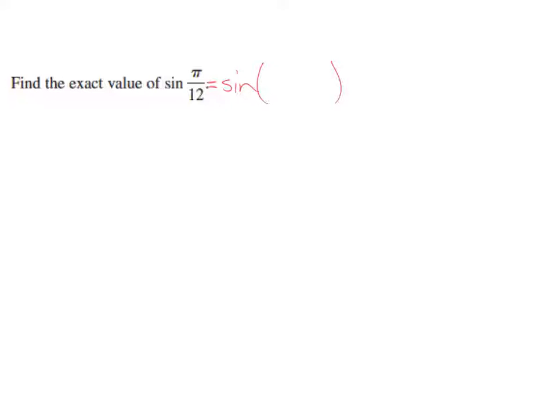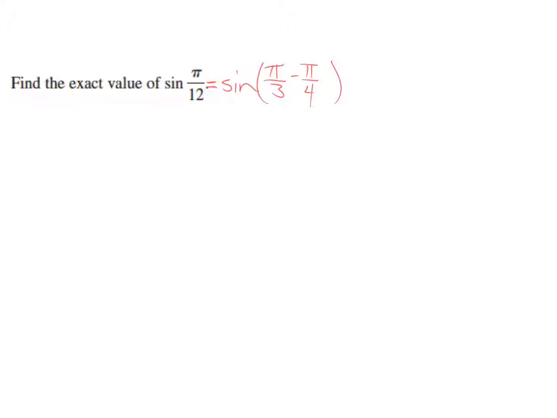Pi over 3 and pi over 4. Pi over 3 is bigger than pi over 4, so you would subtract, making a common denominator of pi over 12. You're going to have 4 pi over 12 minus 3 pi over 12. That's going to give you pi over 12.